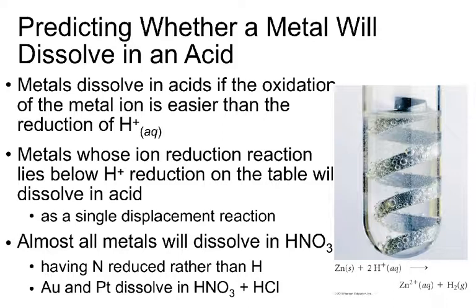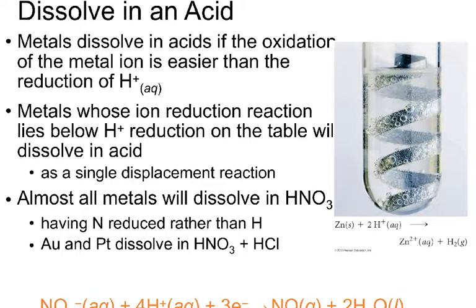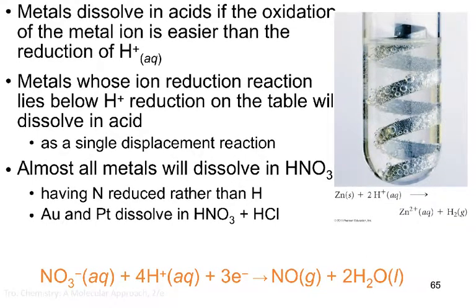One more topic here, predicting whether a metal will dissolve in an acid. A metal will dissolve in an acid if the oxidation of the metal is easier than the reduction of the H+. And so any metal whose ion reduction reaction lies below hydrogen on the table will dissolve in acid. Now, it's important to note that almost all metals will dissolve in nitric acid because then you have the option to reduce the nitrogen rather than the hydrogen.